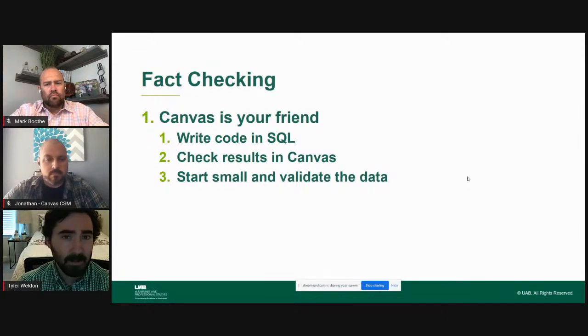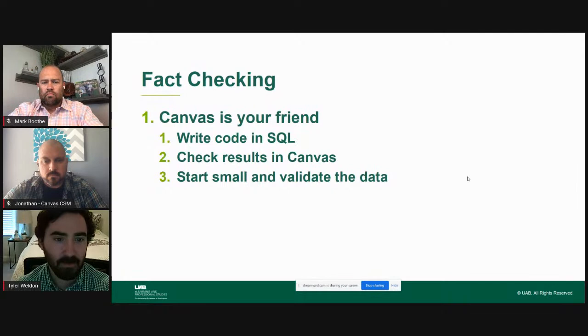So the next thing is fact checking. And again, we'll kind of show this. We're going to show the Canvas data schema page. But if you're really getting into it, once you get your database connection and you get a copy of all the tables and the views, then it's just write some SQL and see what you get.